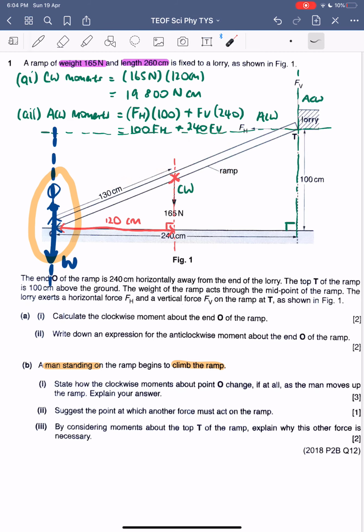Alright? Now for part 2, we have to suggest a point at which another force must act on the ramp. So this beam over here is in equilibrium, right? So 2 conditions must be met. Number 1, all your net force, there should be 0 net force, right? So here I'm going to relabel all the forces so we can take note of them. But before that, let me erase the man away.